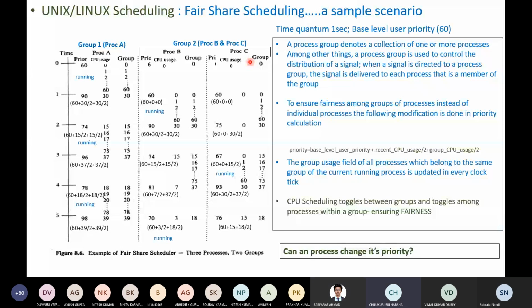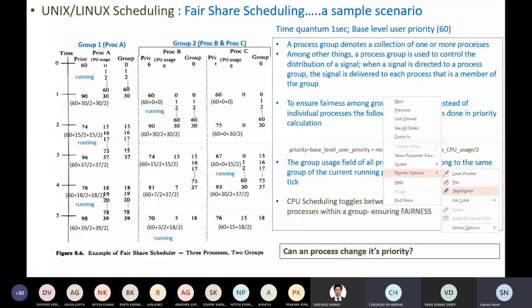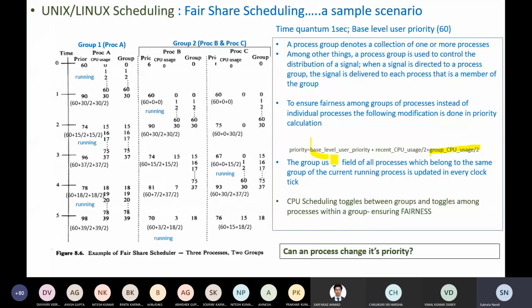Yes, sir. Now the only change that I need to make it fairer in terms of groups or users is just a small change: the group CPU usage. Earlier it was only base priority plus recent CPU usage by 2. Now I add the group CPU usage by 2. So if I modify the formula like this, now you see what happens.